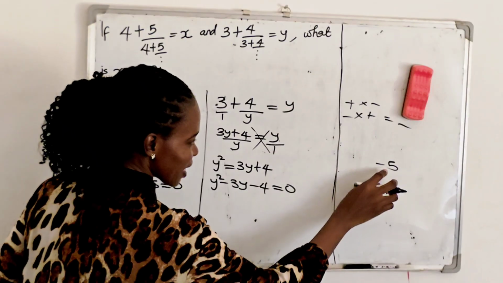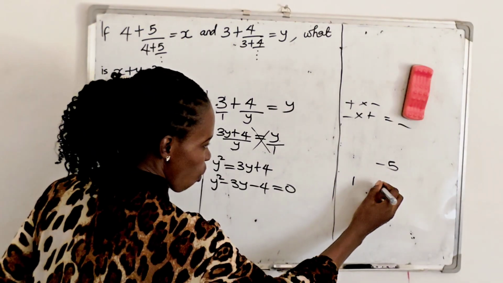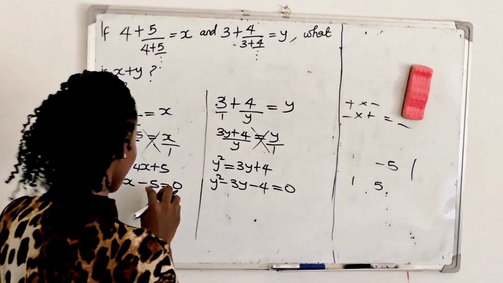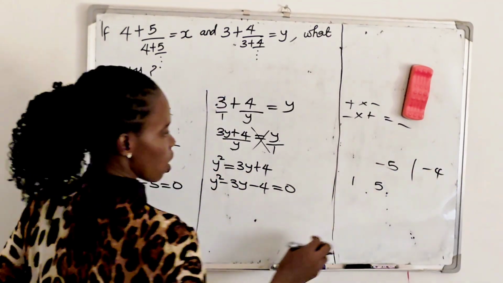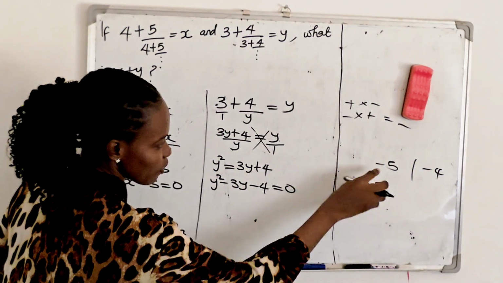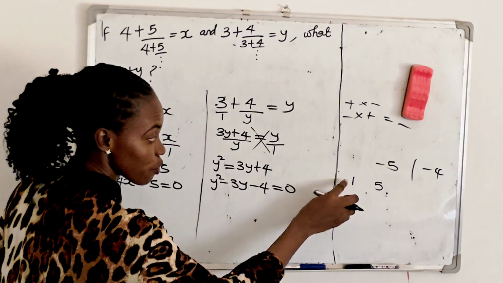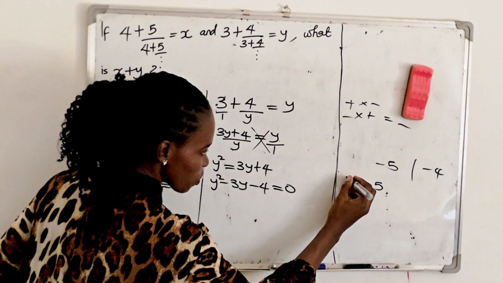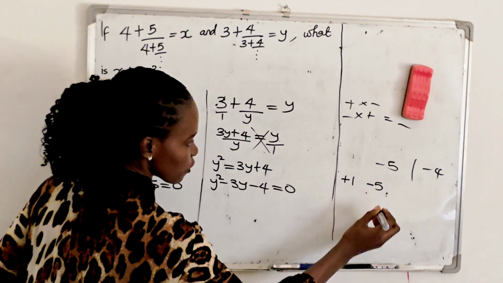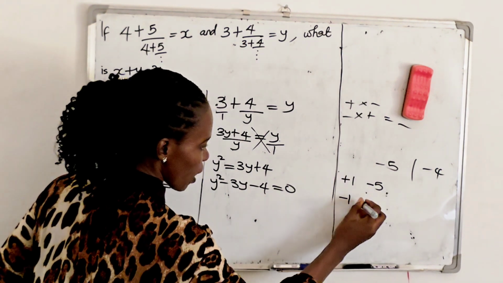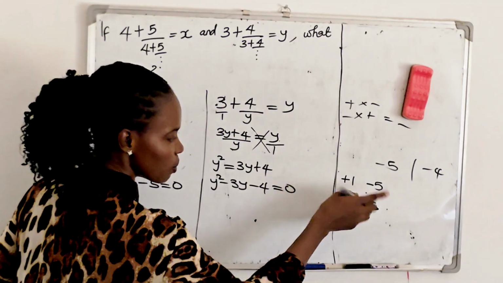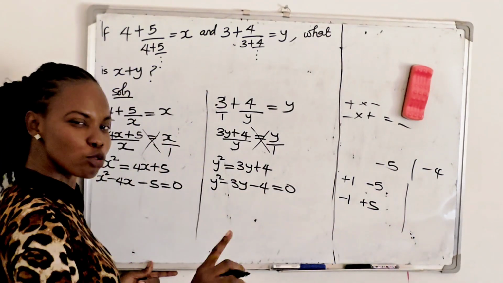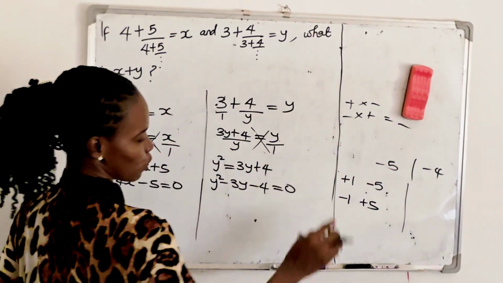Okay, so the numbers that can give me 5 when I multiply them are 1 and 5, right? Now, remember I have minus 5 and minus 4. For us to get minus 5, one of these must be positive and the other negative. So let me call this plus 1 minus 5, and I can have minus 1 plus 5. If you multiply both of them, you get minus 5. But the one that will tell us which one to choose is which of them will give us minus 4.